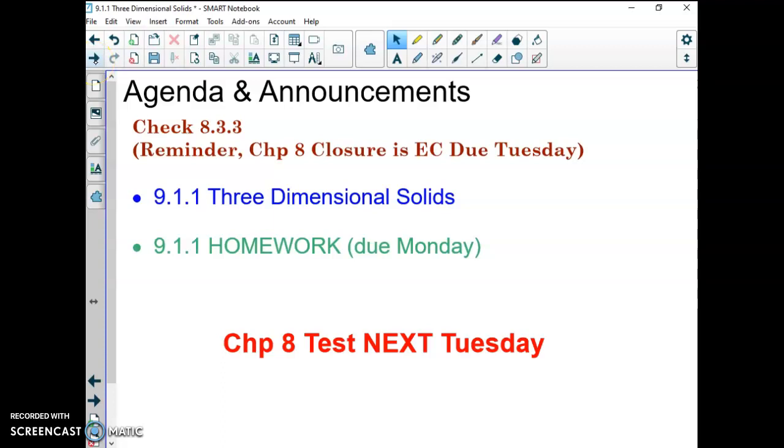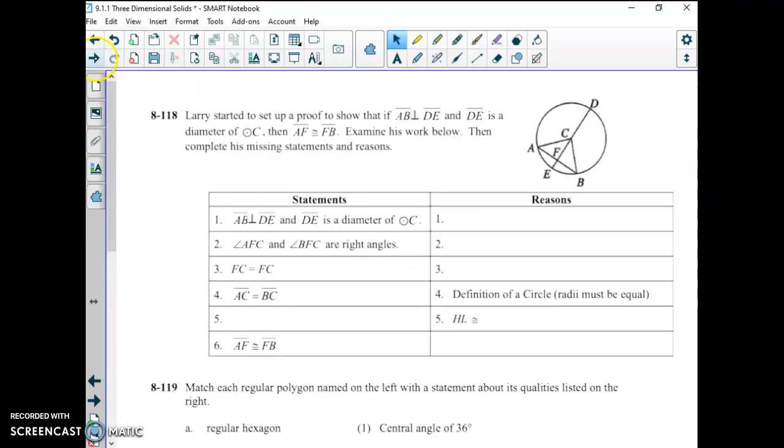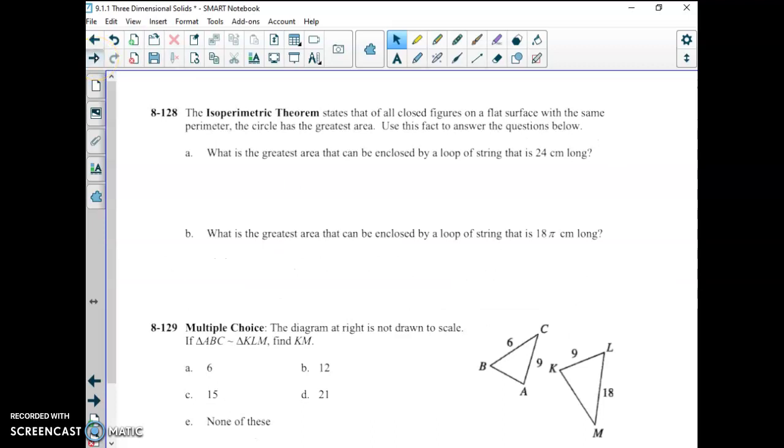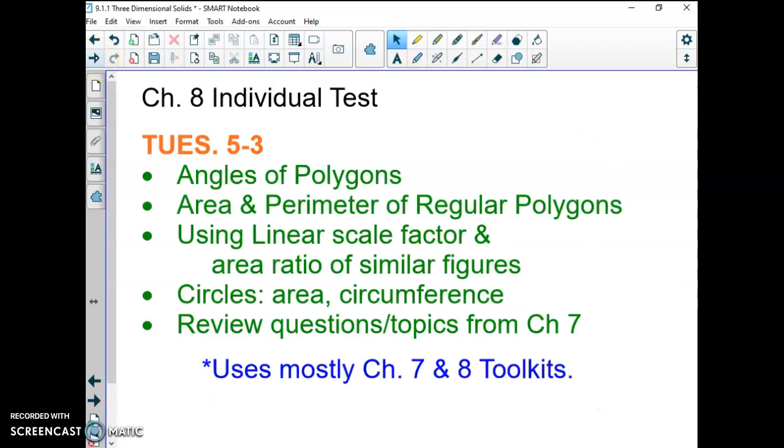Check 833. Well, we're not going to do that because I'm not here. Mr. Markworth's not here. 8 closure, extra credit is due Tuesday. So 833-911 will both be stamped on Monday. Closure on Tuesday with the test. Let me talk about that test real quick. If you have any questions on 833, MRC is a good place to go.